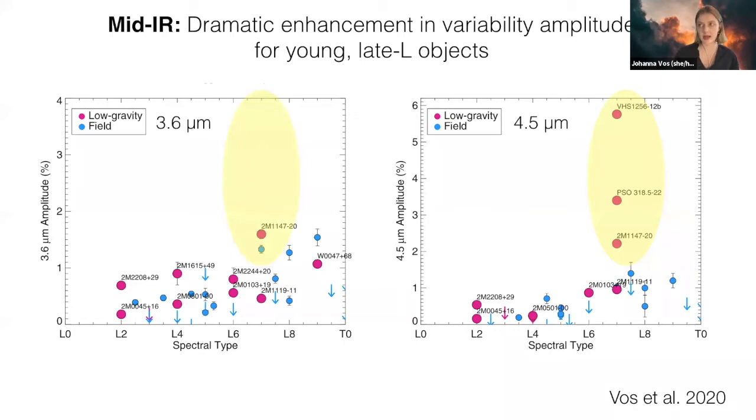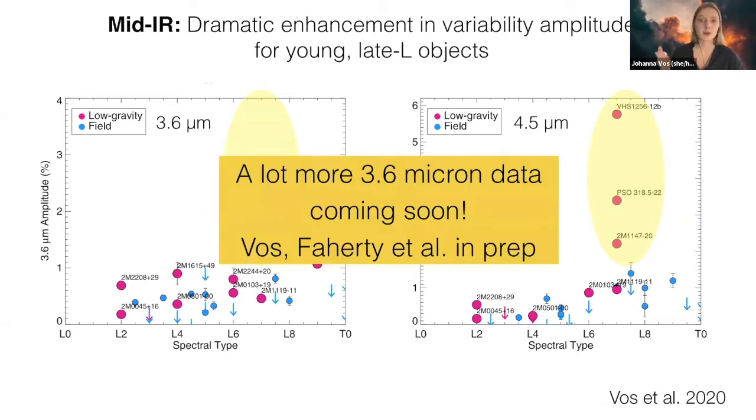We do not see the same enhancement at 3.6 micron, but I wouldn't give up on that yet because we just haven't observed the same number of objects at 3.6 micron. So I wouldn't make any big claims yet. Also, as luck would have it, we have a lot of 3.6 micron data coming soon. This is one of the last large surveys carried out by Spitzer before it was decommissioned. So we will have an answer to this very soon. But it does seem like the young objects show enhanced variability in the near and mid-infrared.